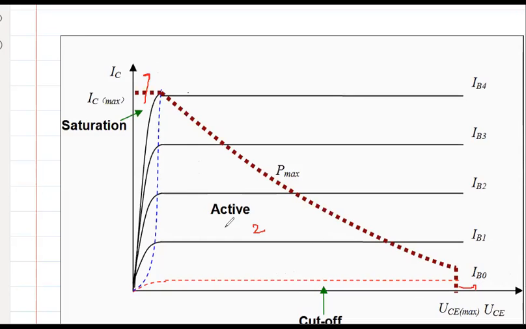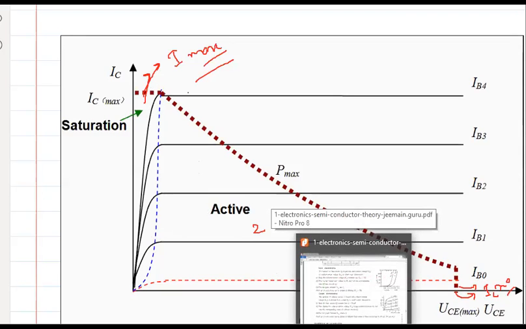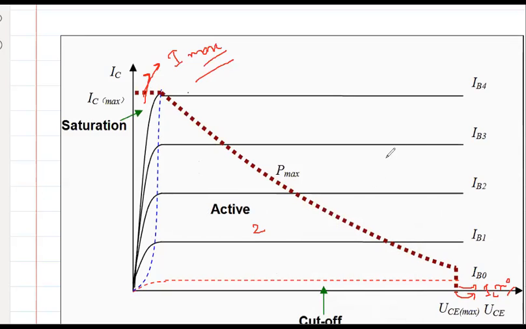Now this first region is where current is maximum, IC is max. And this second region is where IC is almost 0. Don't you think these two regions are acting as a switch? Yes or no? It means IC is maximum means switch on, and IC is 0 means switch off. Agree?